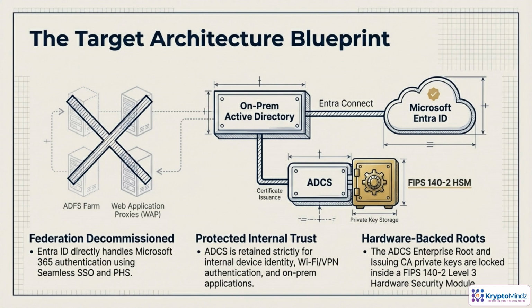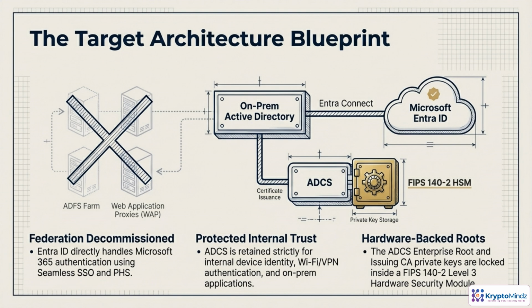With that in mind, here's the end state we're aiming for. Microsoft Entra ID becomes the primary identity provider for Microsoft 365, using seamless SSO and password hash sync instead of ADFS. That allows you to remove the federation farm, web application proxies, and all the complexity they bring. On-premises Active Directory still matters, but now it focuses on internal identities and synchronizing to Entra through Entra Connect.